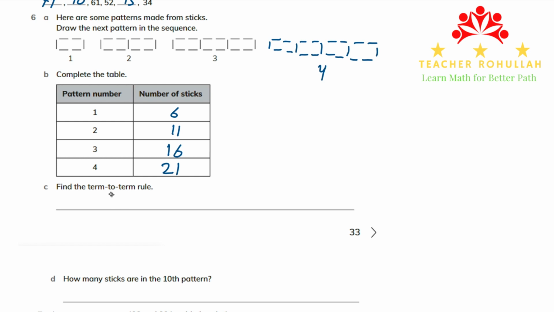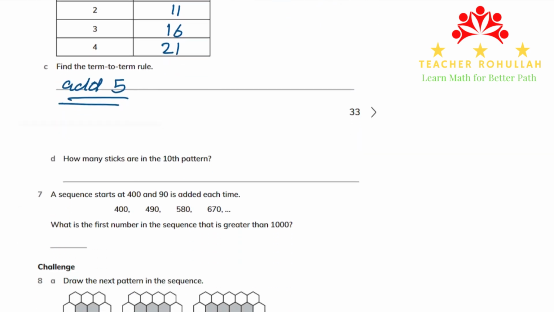Now it says, find the term-to-term rule. The term-to-term rule is add 5. Each time we add 5 to get the next pattern. Well, let me scroll down to move to part D of this question.